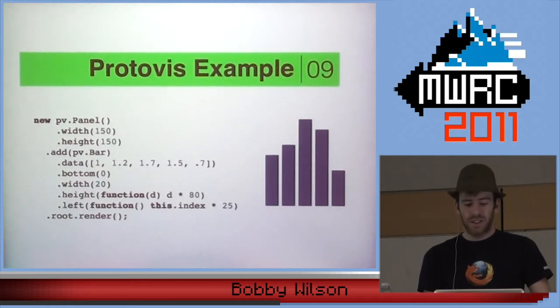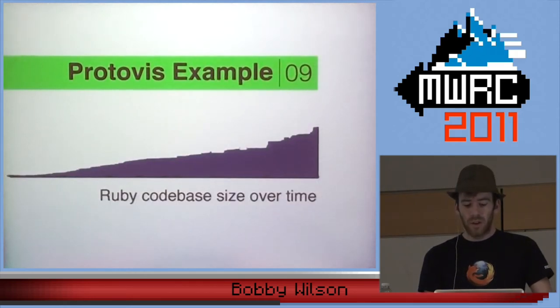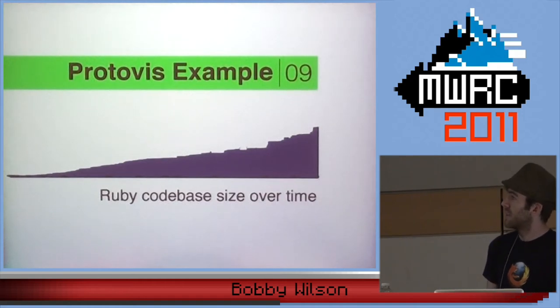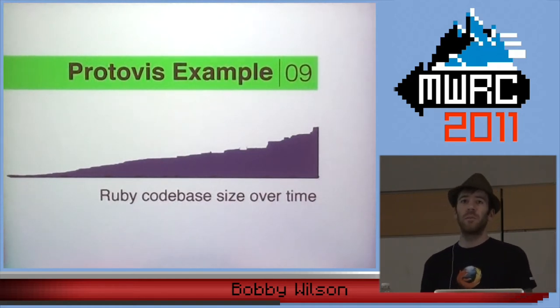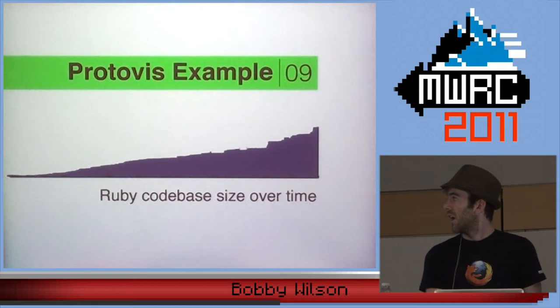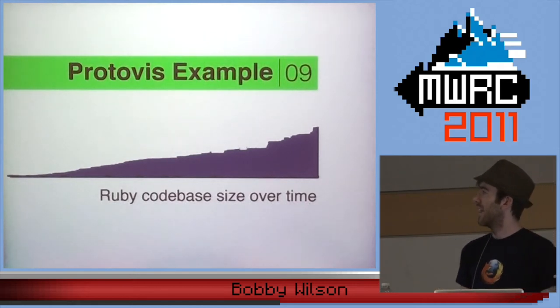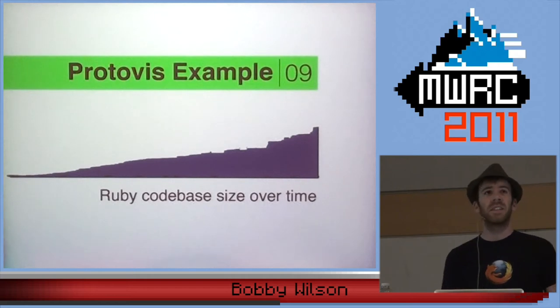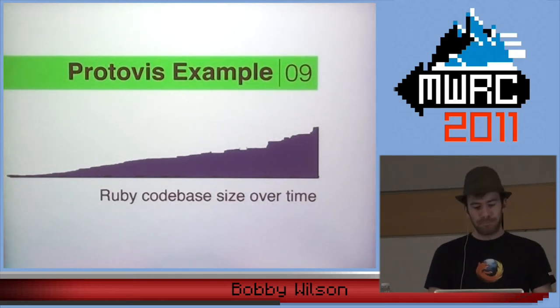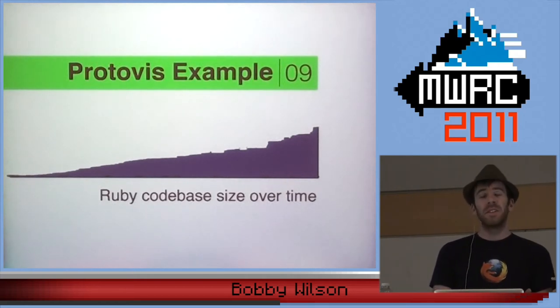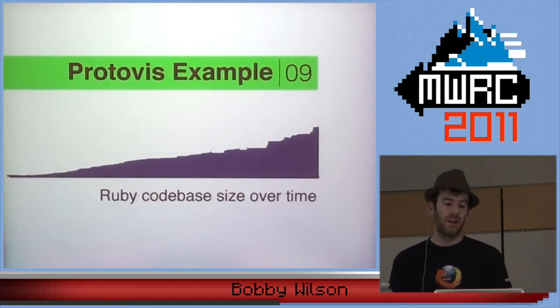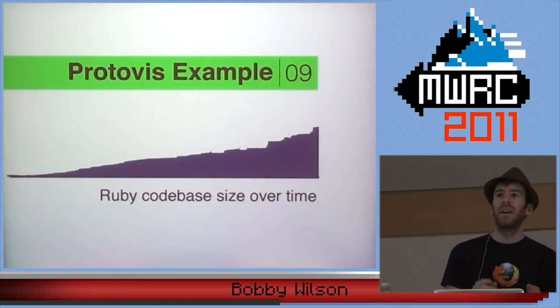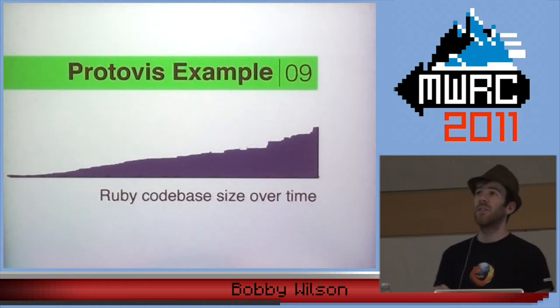And so yeah, this is a very simple example. This is a little bit more complicated example. This is the Ruby code base from the epoch down there on the left towards current day. And this is actually taking the delta for each commit and adding it up. And so this is the size of the code over time.